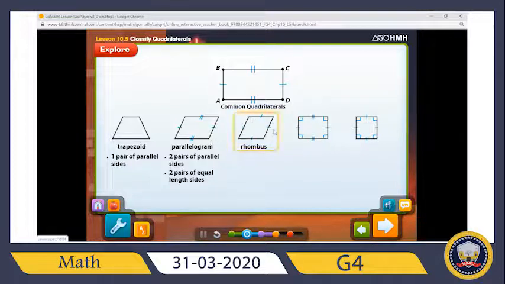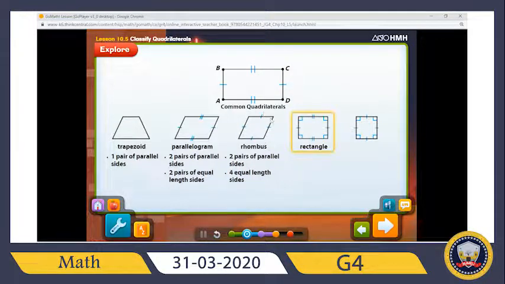What about rhombus? In this one I can also see two pairs of parallel sides, remember. And this time I know there are 4 equal length sides. This is the difference between parallelogram and rhombus. Parallelogram has two pairs of equal length sides, but rhombus has 4 equal length sides.